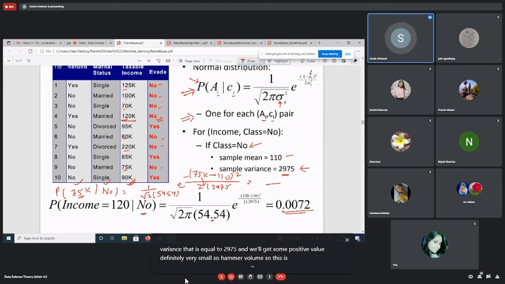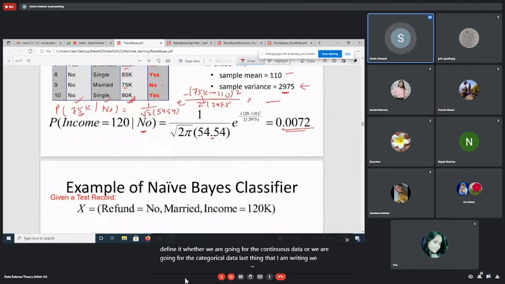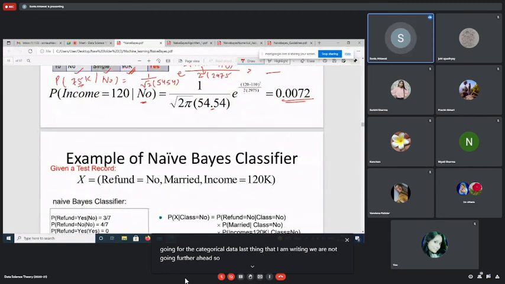So this is how we calculate for the categorical data and continuous data. So we have to define whether we are going for the continuous data or the categorical data. Last thing that I am writing, we are not going further ahead, because time हो जाएगा.